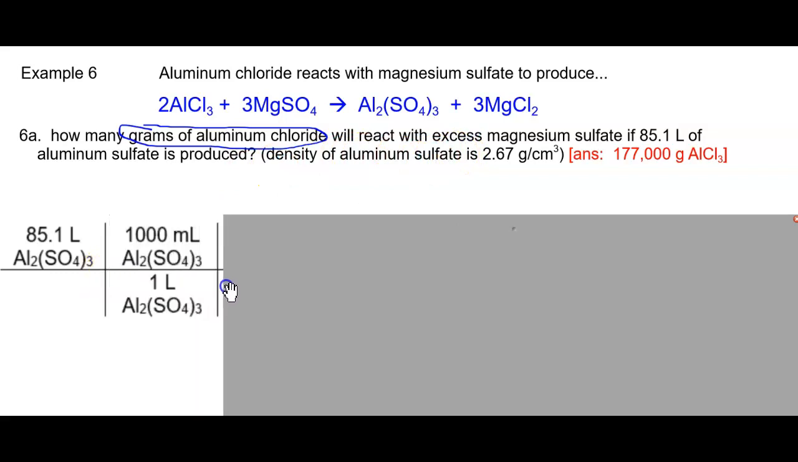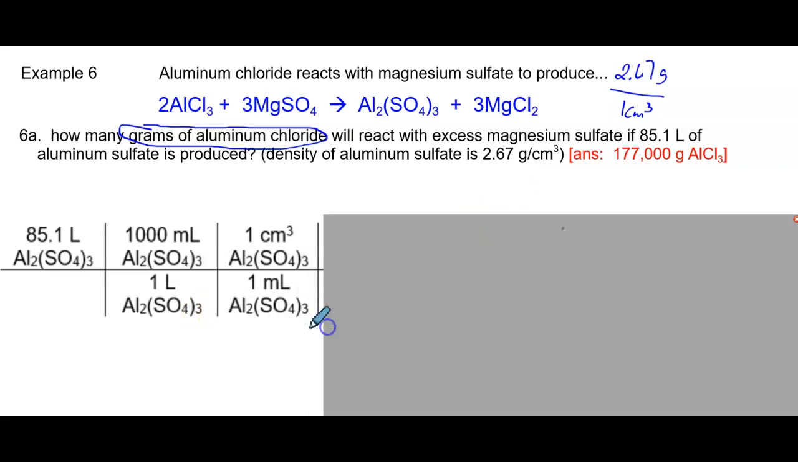So I know that for every 1 liter of anything, there's 1,000 milliliters. So 1 liter of aluminum sulfate equals 1,000 milliliters of aluminum sulfate. But my density is 2.67 grams per centimeter cubed. Remember what that looks like. That is really saying the same thing as 2.67 grams over 1 centimeter cubed. Remember that this forward slash says that we're putting it underneath with a 1. Okay, so I've got to get to centimeters cubed, but I know that for every 1 milliliter of something, there's a centimeter cubed of it. So 1 milliliter of aluminum sulfate equals a centimeter cubed of aluminum sulfate.